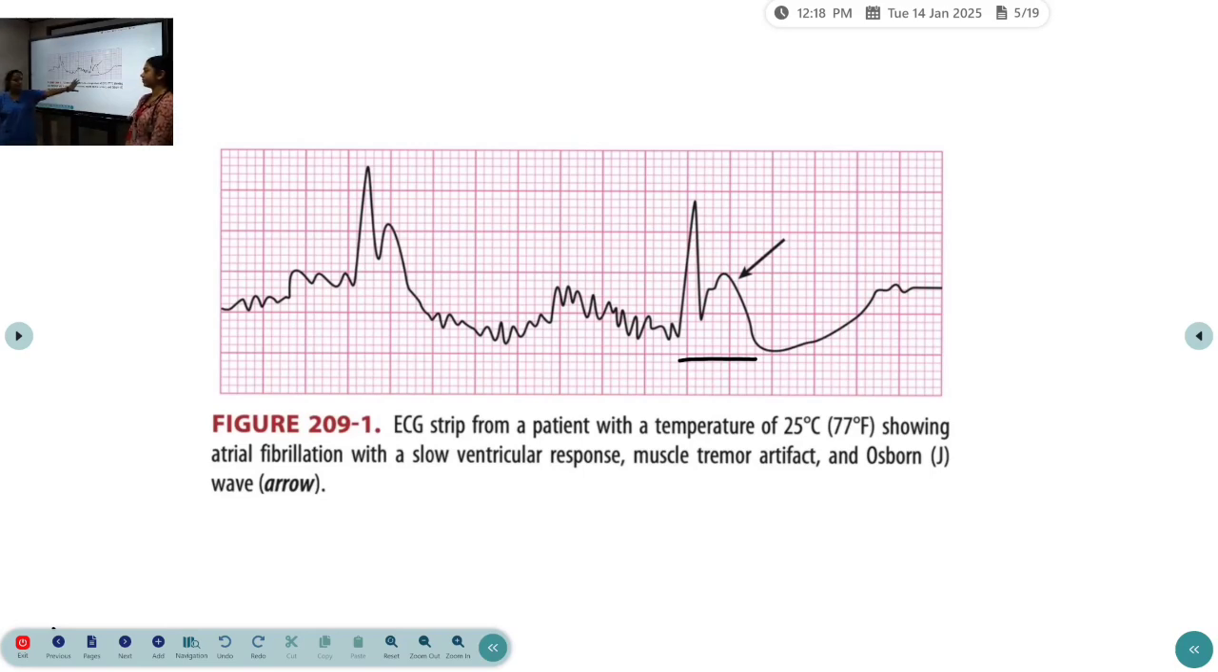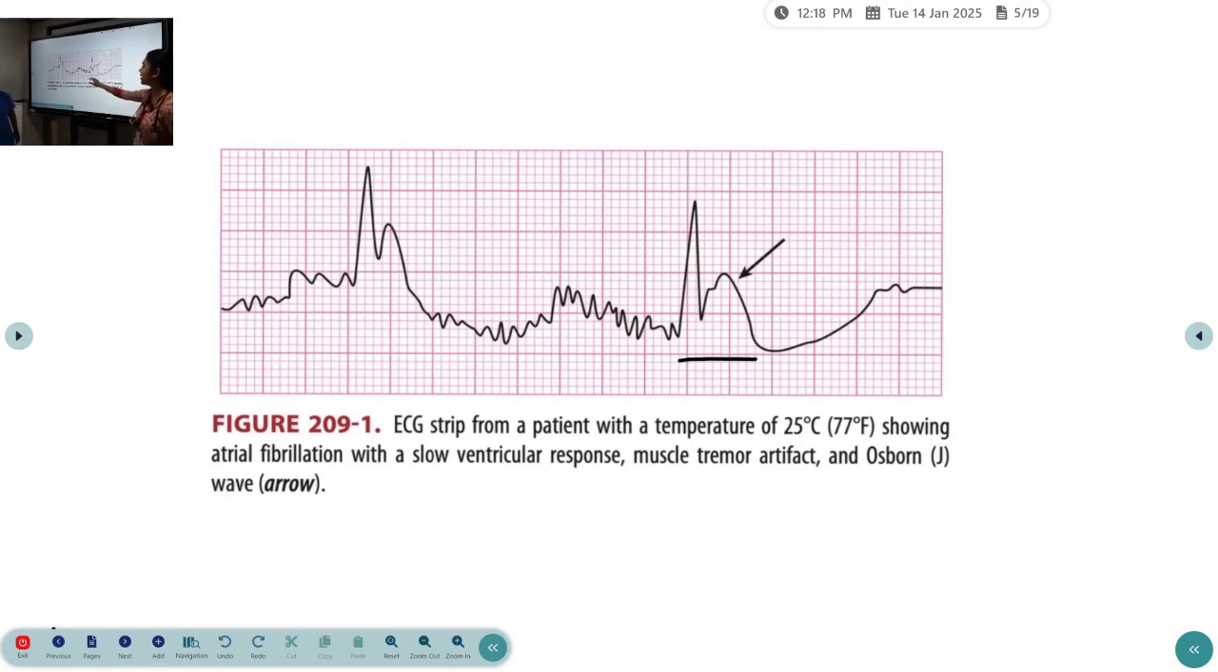So this is the classical finding that you can see in hypothermia in the ECG. These Osborn waves can be seen in multiple other conditions like hypercalcemia, MI, and Brugada syndrome, all of this we can also see. But in hypothermia, this is one of the classical findings we will see in the ECG. So how will you differentiate between these?